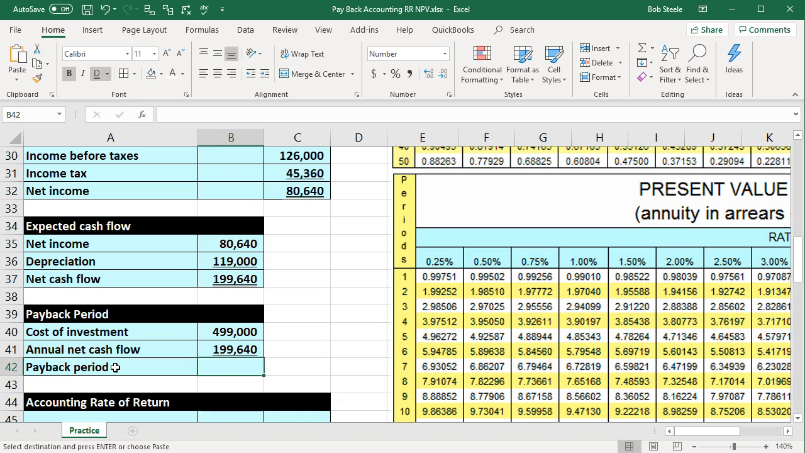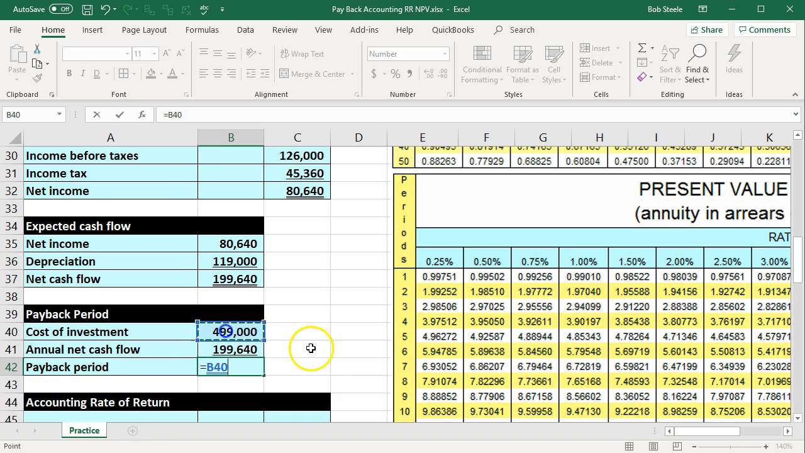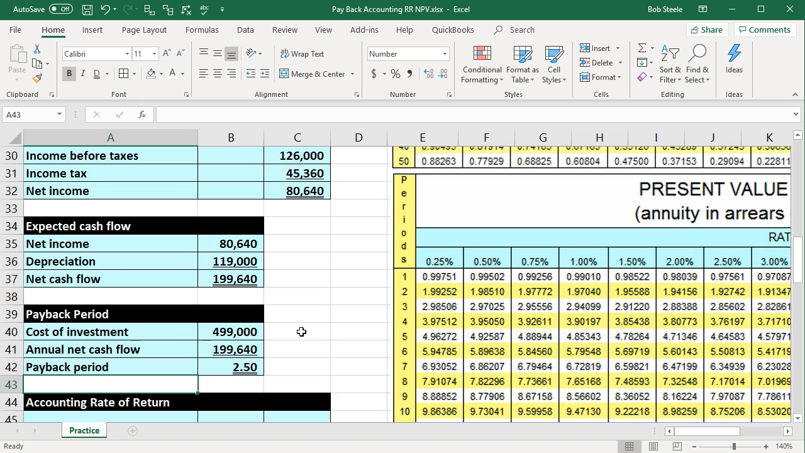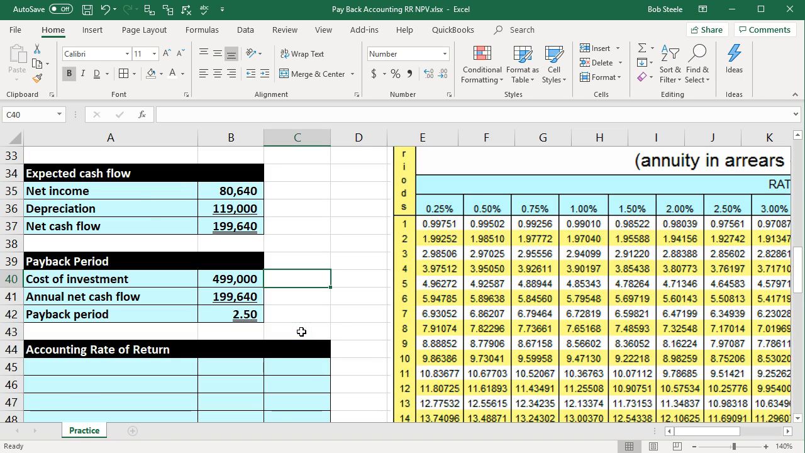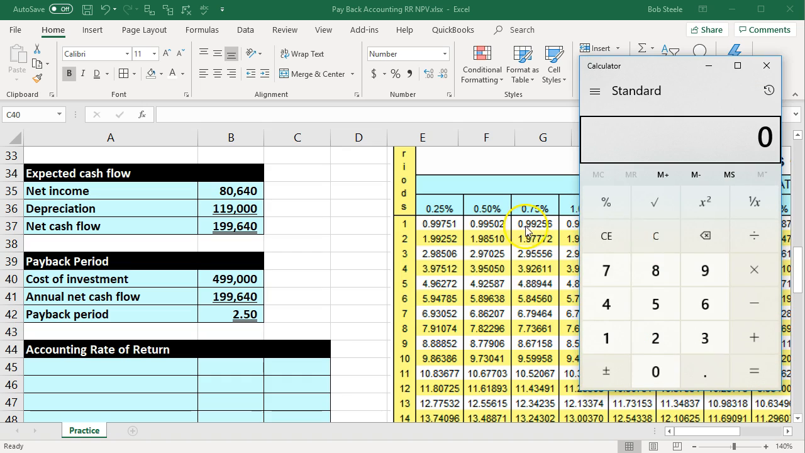So in our case, the payback period would be equal to $499,000 divided by the annual net cash flow, $199,640, to give us 2.5. So the payback period, 2.5 years. So we should, in other words, within 2.5 years, get back to our original investment, $499,000.